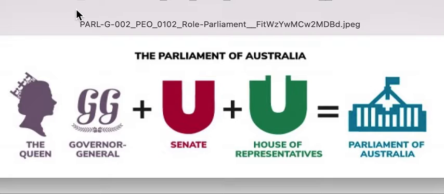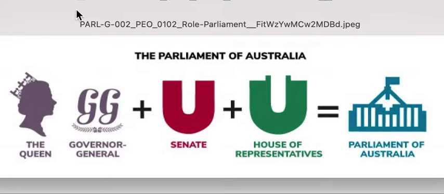The second role that the Parliament has is that it's from the Parliament that we draw government ministers who head up the government departments, so the Department of Defence, the Department of Health, Education, etc. They head up these departments, and those departments administer the law.